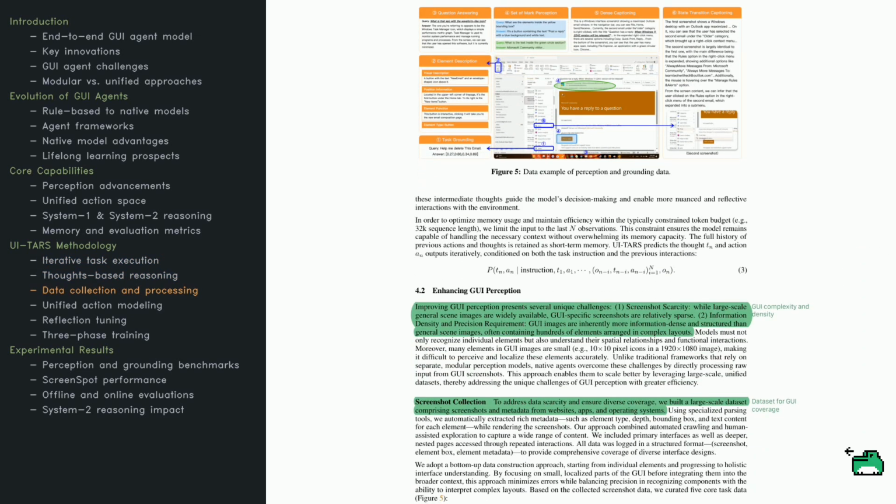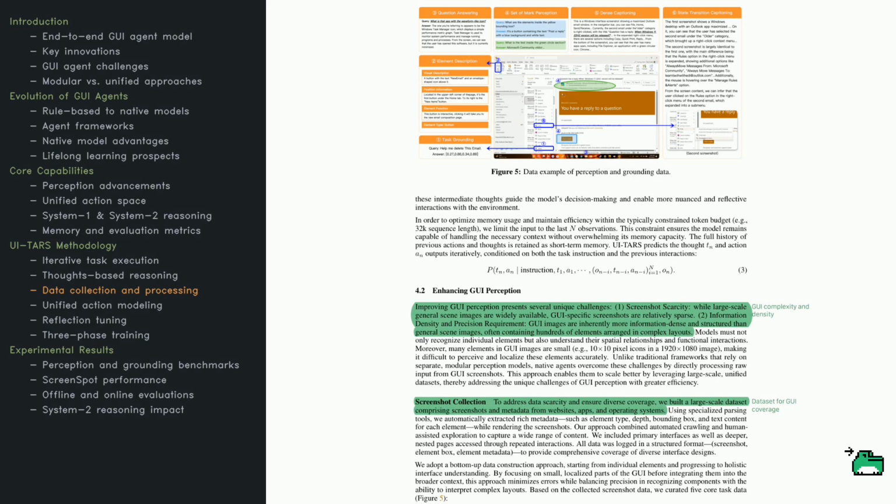GUI perception is no walk in the park. It's not just about identifying objects in a scene. GUIs can be crammed with tiny 10 by 10 pixel icons that are crucial to functionality. UITARS tackles this by processing raw screenshots end to end. This is different from using separate modules for detection or classification. The advantage? It scales more effectively while managing data scarcity.